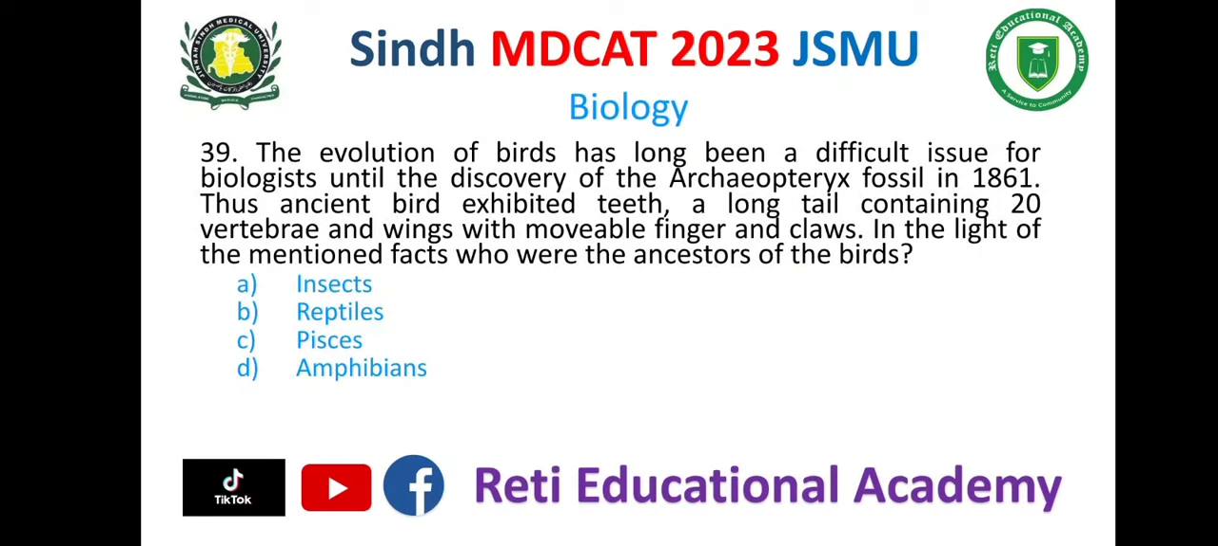Question number 39. The evolution of birds has long been difficult issue for the biologist until the discovery of Archaeopteryx fossil in 1861. Thus, ancient bird exhibited teeth, a long tail containing 20 vertebrae and wings with movable finger and claws. In the light of the mentioned fact, who were the ancestors of the birds? A. Insects, B. Reptiles, C. Fishes, D. Amphibians. And the correct option is B.